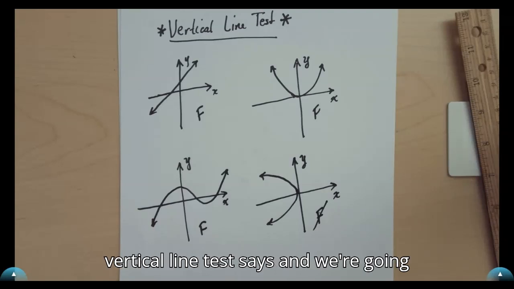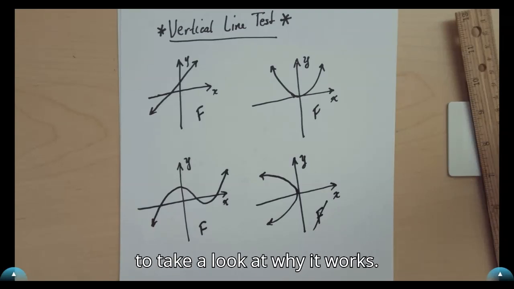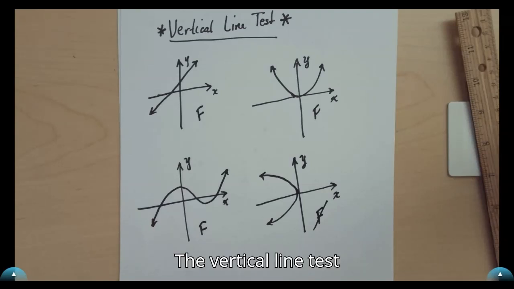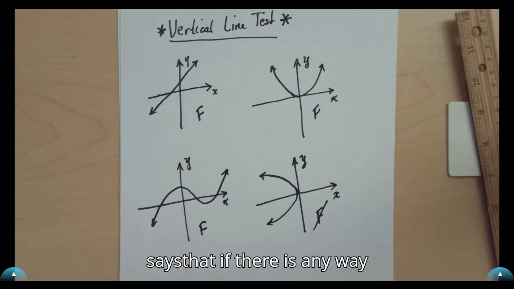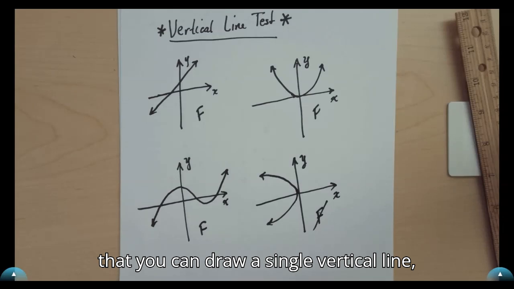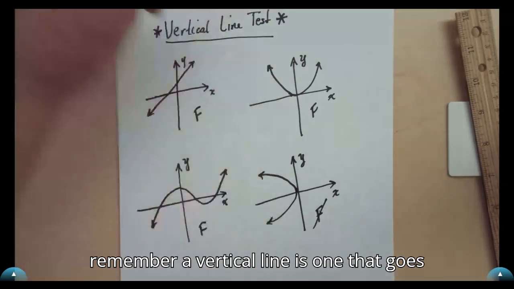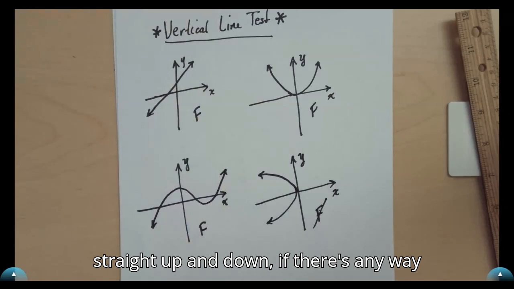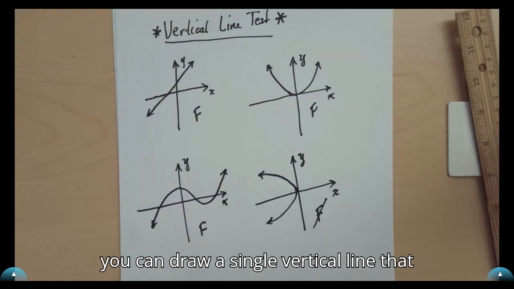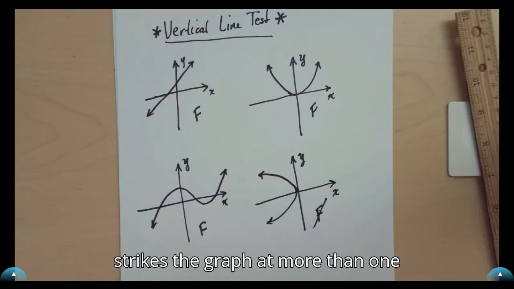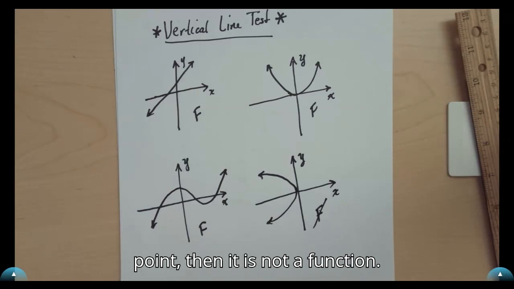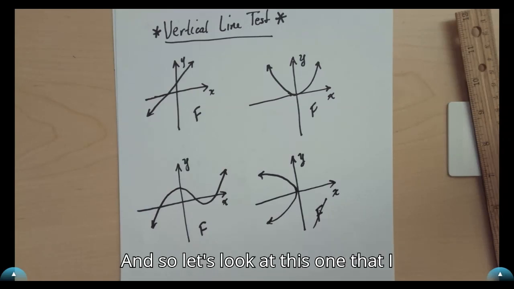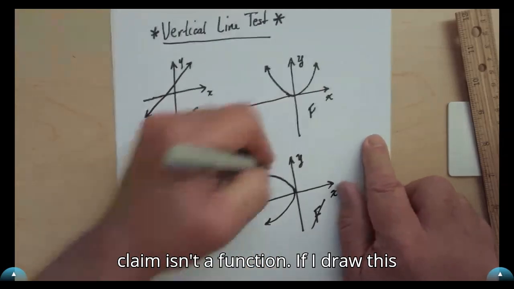So here's what the vertical line test says, and we're going to take a look at why it works. The vertical line test says that if there is any way that you can draw a single vertical line, remember a vertical line is one that goes straight up and down, that strikes the graph at more than one point, then it is not a function. And so let's look at this one that I claim isn't a function.